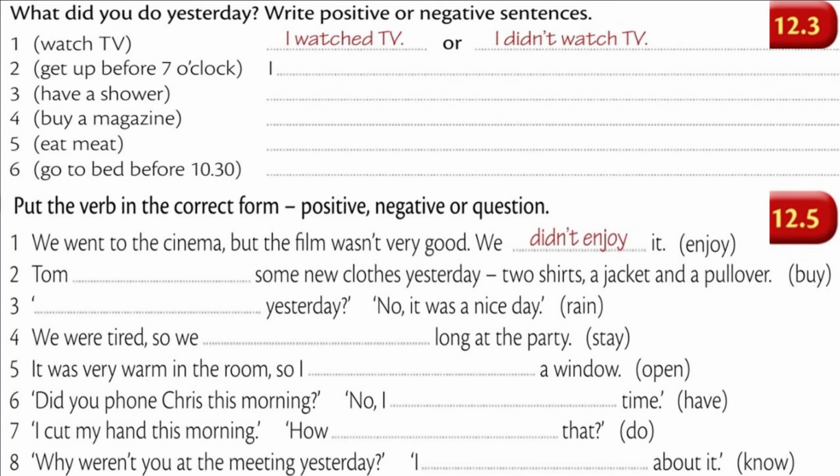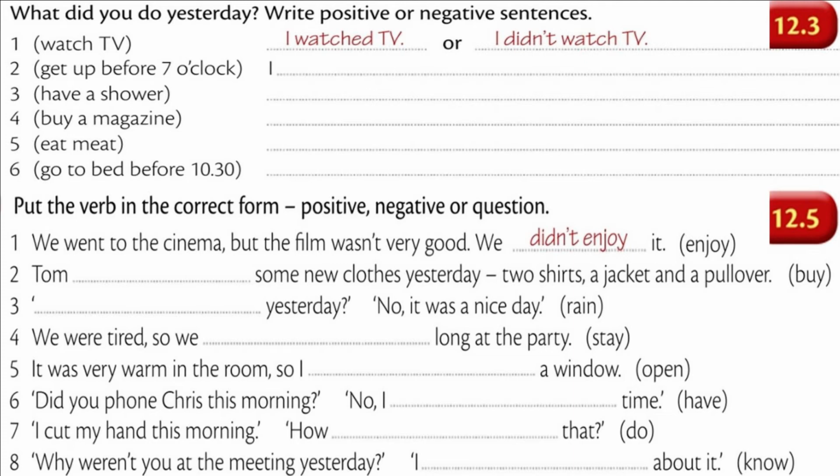Exercise number 12.3. What did you do yesterday? Write positive or negative sentences. Number 1. Watch TV. I watched TV. Or I did not watch TV. Number 2. Get up before 7 o'clock. I got up before 7 o'clock. Or I did not get up before 7 o'clock. Number 3. Have a shower. I had a shower. Or I did not have a shower.